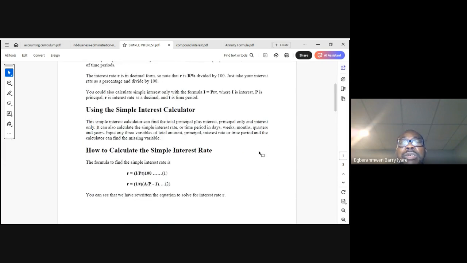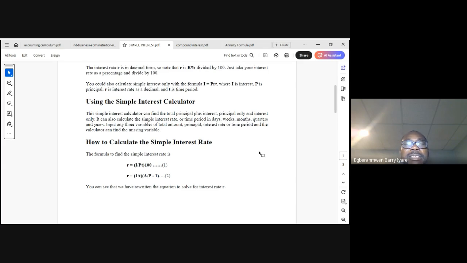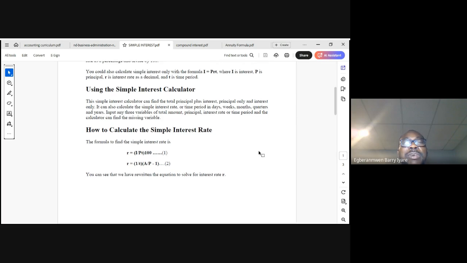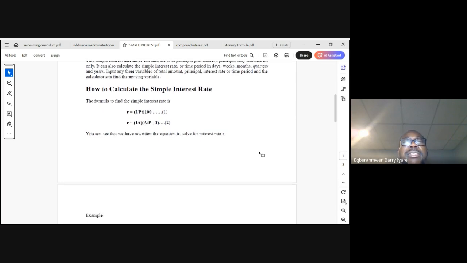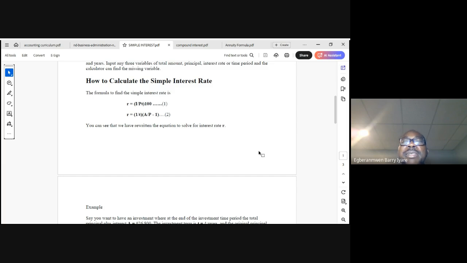Now, using the simple interest, how do you calculate the simple interest rate? If you are given the amount, you are given the time, you are given the principal, and you are asked to calculate the rate, this is the formula for calculating the rate. How to calculate the simple interest rate?